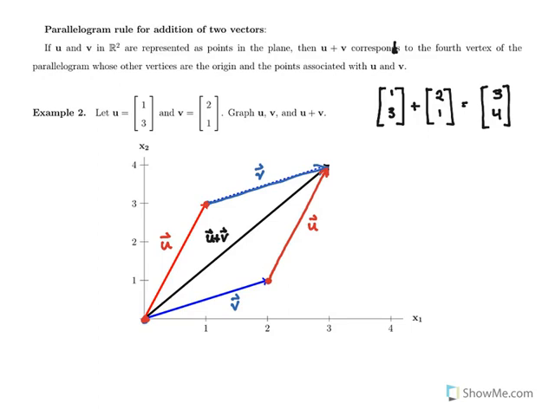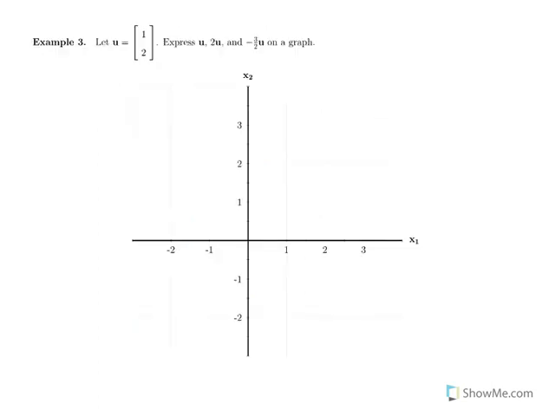And if I do this head to tail kind of placement of the vectors, where I start one of the vectors at the terminal point of another, I get this nice parallelogram, and the diagonal of that parallelogram is the addition of those two vectors, u plus v. So that's the addition of vectors.